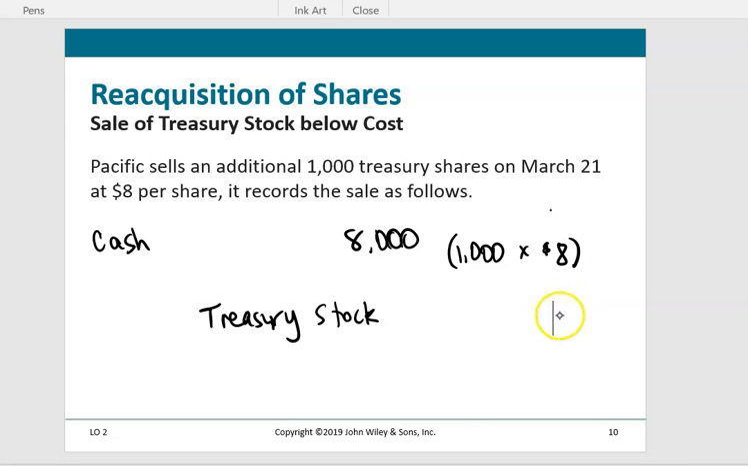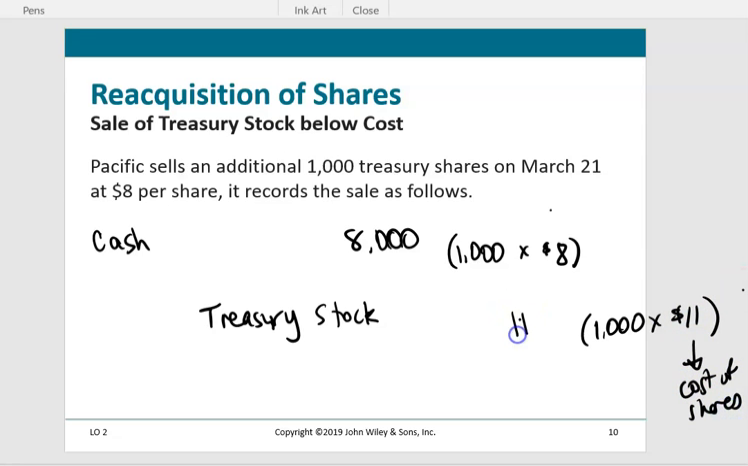Remember, this is the cost method, so treasury stock, or stockholders' equity, goes up at the cost of those shares, so 1,000 times 11, the cost of those shares, so 11,000. And we need a 3,000 debit. This is similar to a loss. We bought the shares at 11, we reissued them or sold them at 8. This is like a loss to us, but it's not going to go through the income statement. Instead, this loss, that's not really a loss, goes directly to stockholders' equity in the account paid in capital from treasury stock.